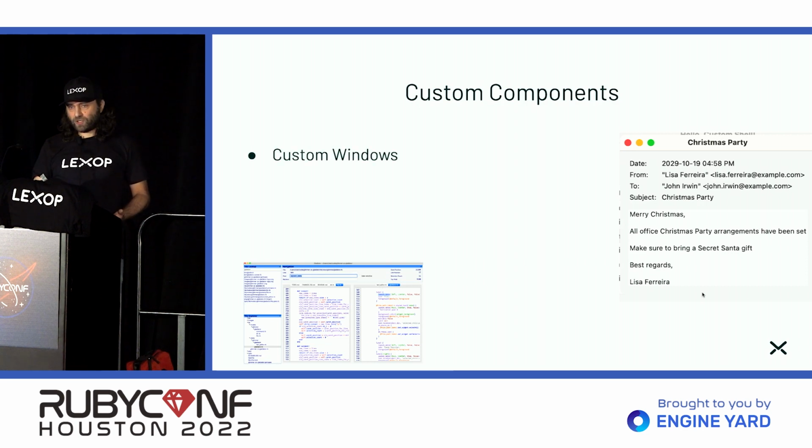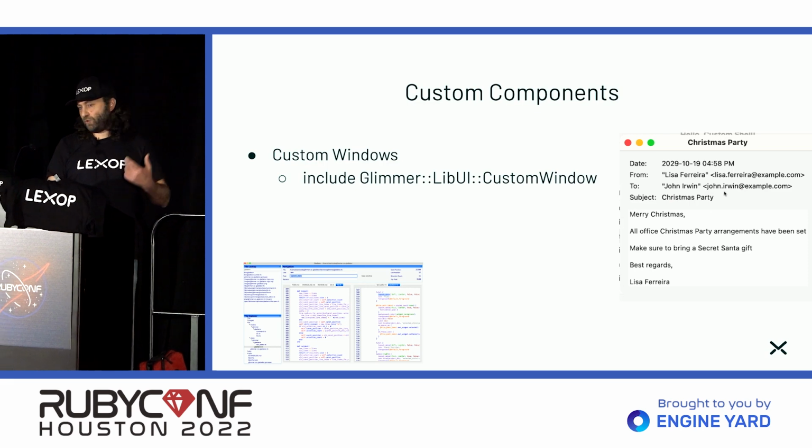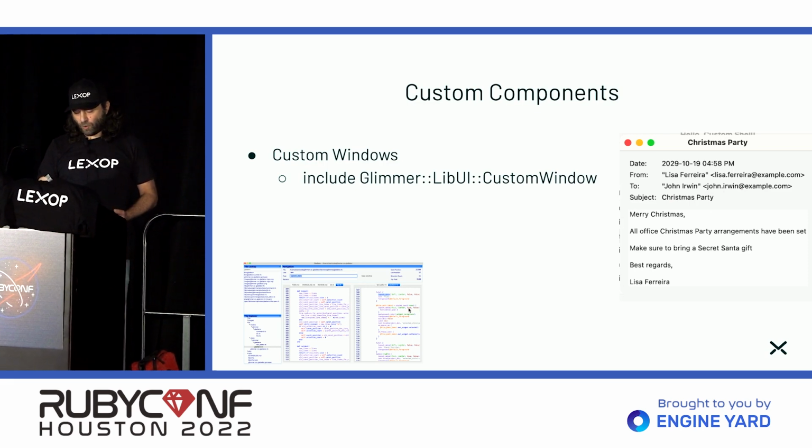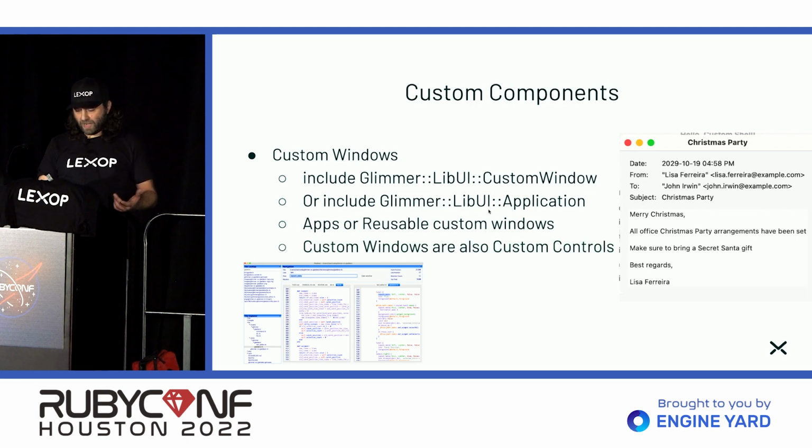There's also custom windows, which is a variation on custom control that gives you all the features of a window. So I can make a custom window that will open an email, for example, and then you can reuse it multiple times. Or a custom window that's a code editor that you can open multiple times in an app. Custom windows are also known as custom applications because you can build an entire application as a custom component. So you can include this module or this. They're both aliases to each other. And there are custom controls.